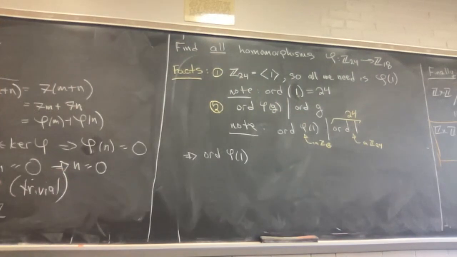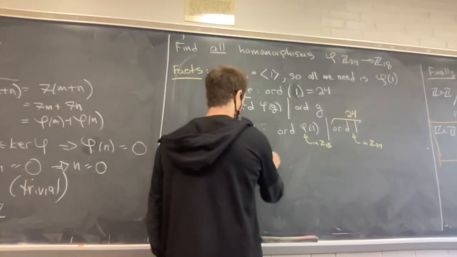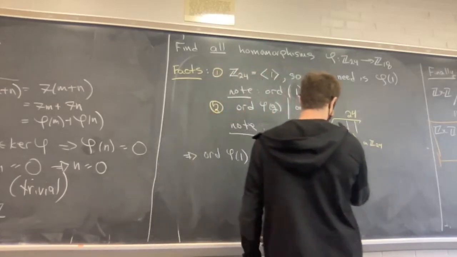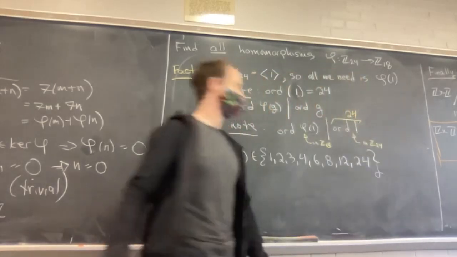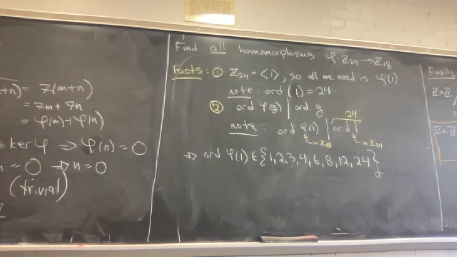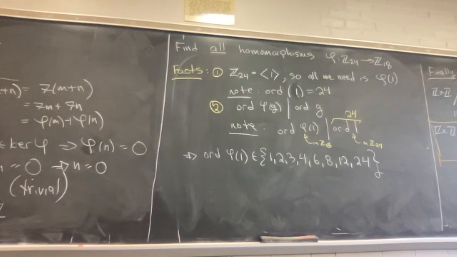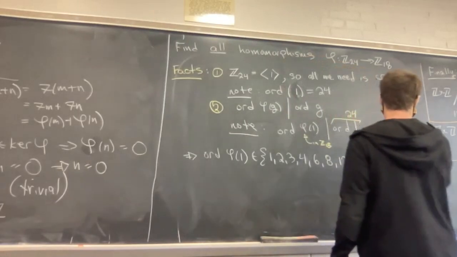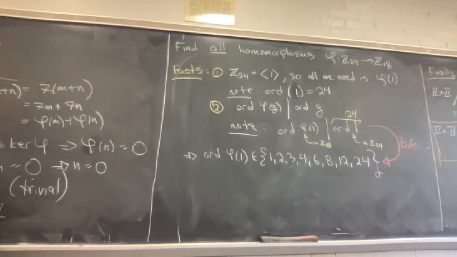But we're in luck because it's easy to write down the divisors of 24. So the order has to be equal to 1, 2, 3, 4, 6, 8, 12, or 24, right? So this line right here is because of this.